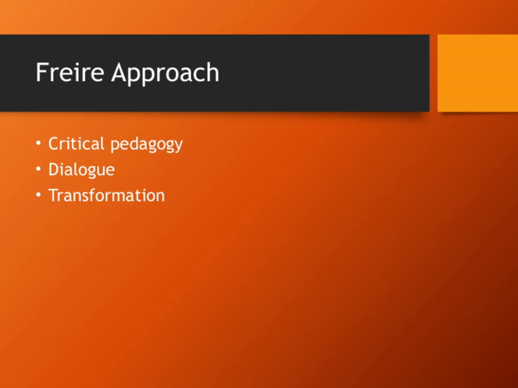This idea of transformation is central to critical pedagogy. It's not just about absorbing information, but about changing perspectives, attitudes, and even societal structures through education. One influential approach within this framework is Paulo Freire's method. Freire believed that education should be a liberating process, one that helps students become aware of social injustices and motivates them to take action. His approach emphasizes dialogue, critical consciousness, and active participation.